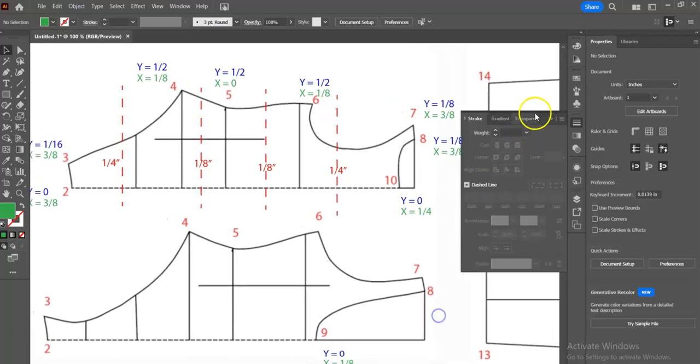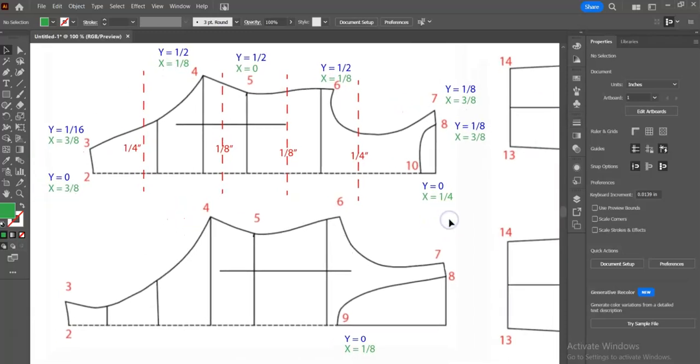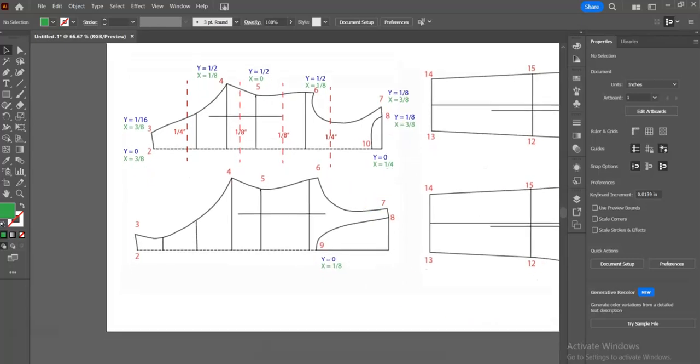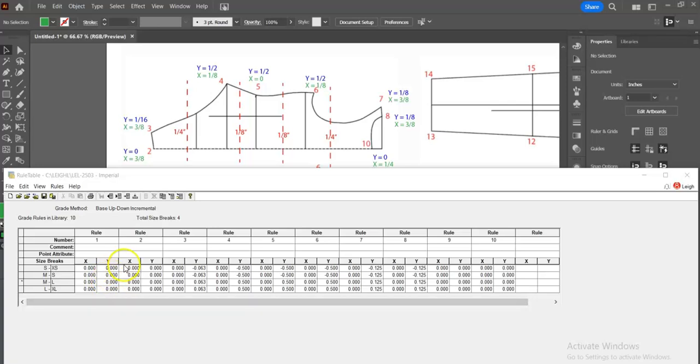All right, so now I'm going to take these values and enter them into my gradable table. So for X's, 2, I have 3/8, 3/8, negative 3/8, negative 3/8. I can copy this rule to the 3. For the 4, I have 1/8, 1/8, negative 1/8, negative 1/8. For the 5, I have zeros. For the 6, I swap my negatives, but I still have 1/8 and then positive for the larger sizes.